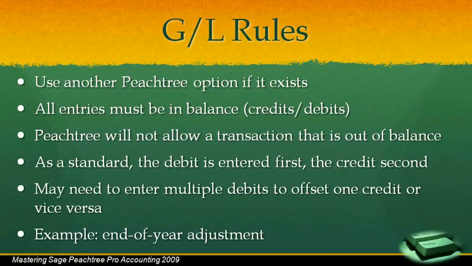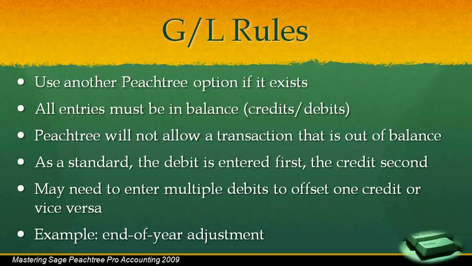focus on tasks instead. So what do we need to know about the general ledger or the general journal, abbreviated GL? Well, first of all, as I said, use another Peachtree option if it exists, and usually it does. Also remember the bookkeeping part, which is that all entries must be in balance, credits and debits. Normally, we make one entry in Peachtree, and the double entry bookkeeping happens behind the scenes. But when you work with the GL, you have to do both sides of the equation.